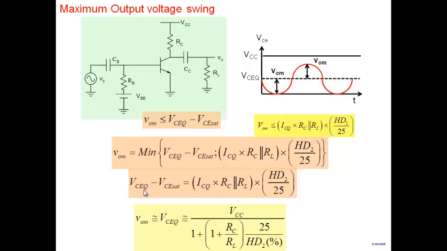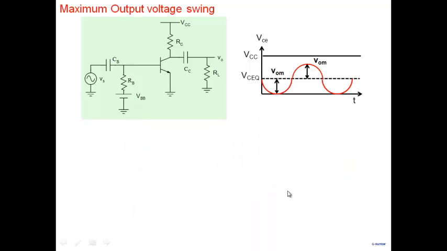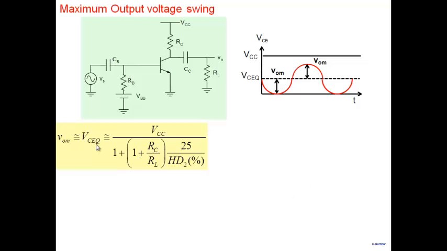There is a VC sat. So to keep the expression simple, I've neglected VC sat. And then what we find is that for maximum swing, VCEQ is VCC, just a rearrangement of all of that here. Note that ICQ times RC is basically VCC minus VCQ. So a rearrangement of this equation allows us to write the design for maximum swing: VCEQ is VCC times 1 plus RC by RL, 25 by HD2. So now our design for maximum swing takes into account harmonic distortion. The earlier picture was neglecting harmonic distortion. So this is our design for maximum swing.